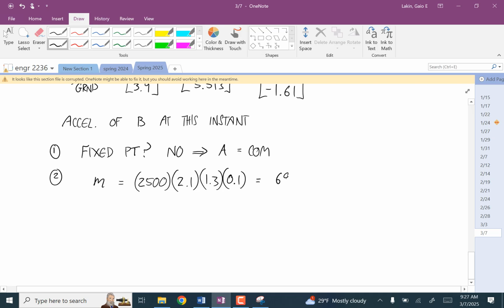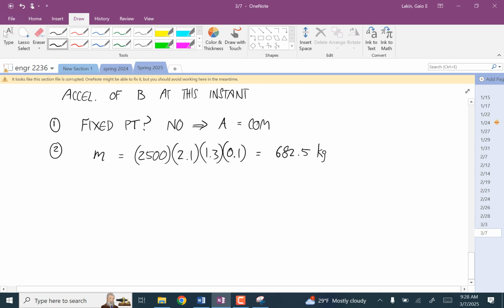So the mass is 682.5 kilograms. And now we can calculate the moment of inertia. 1/12 times 2,500 times 2.1 squared plus 1.3 squared.